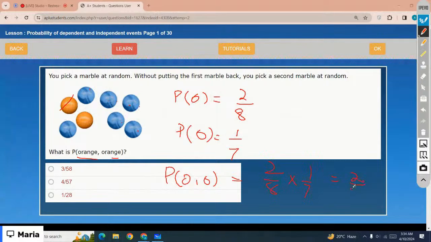2 times 1 is 2, 8 times 7 is 56. Divide them by the common factor 2. That would be 1 out of 28. The correct option is 1 out of 28. 1 out of 28 it is, right?